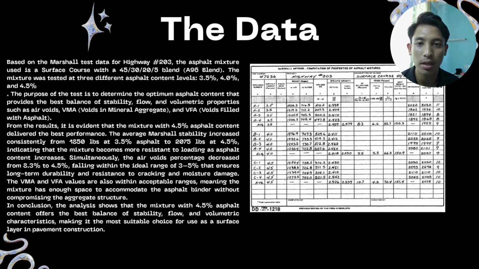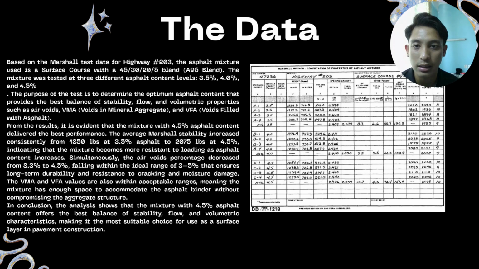Okay, my name is Muhammad Daniel Fizuddin bin Muhammad Effendi. I will explain about the data. Based on the Marshall test data of Highway 203, the asphalt mixture used is a surface course with a 19C blend.